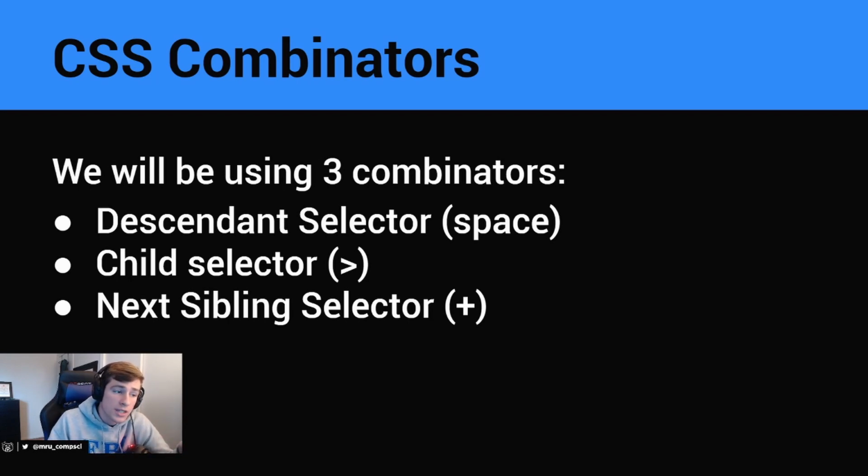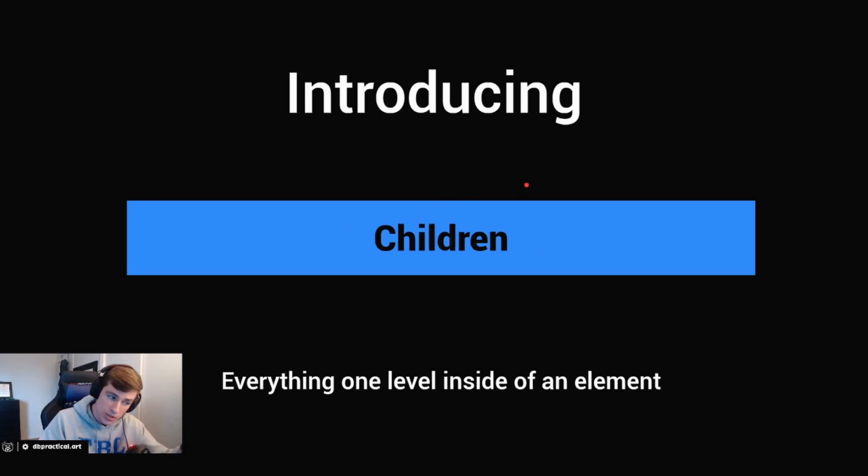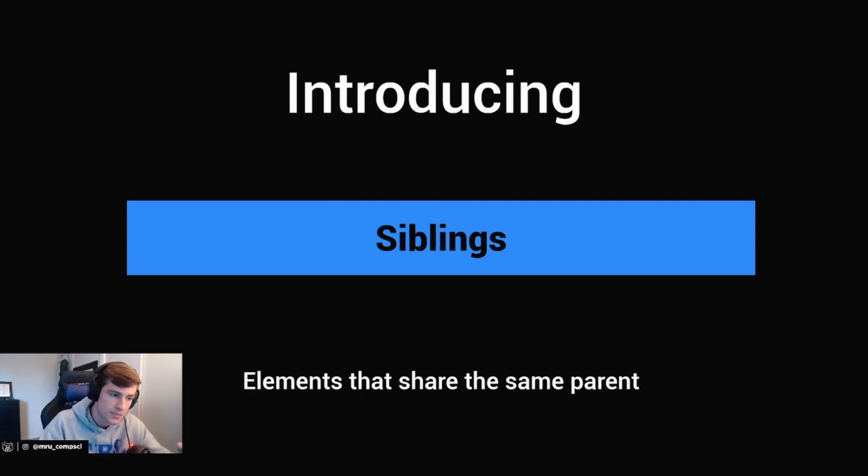So we'll be using three combinators. The descendant selector, where we just put a space. The child selector, where we do the greater than or angled bracket. And the next sibling selector, which is a plus sign. So descendant, everything inside an element. Children are everything one level inside an element. Think like a family tree here. Parent, so the element directly above one element. Siblings, elements that share the same parent.